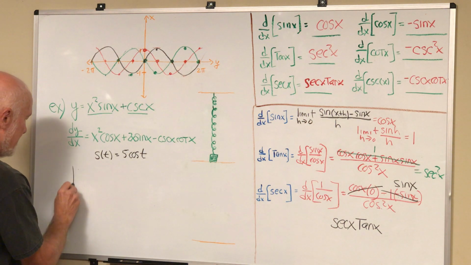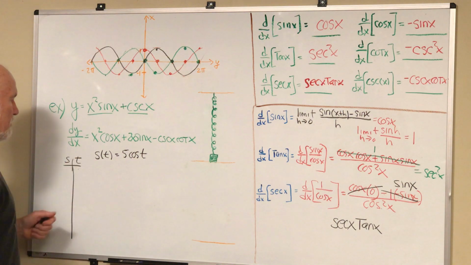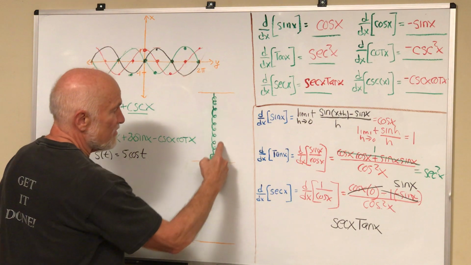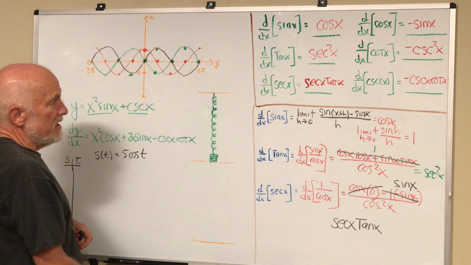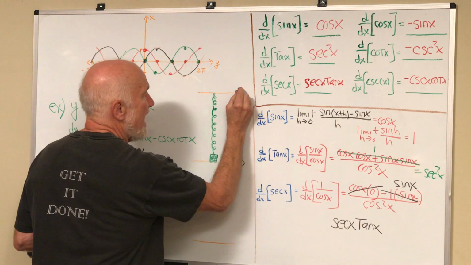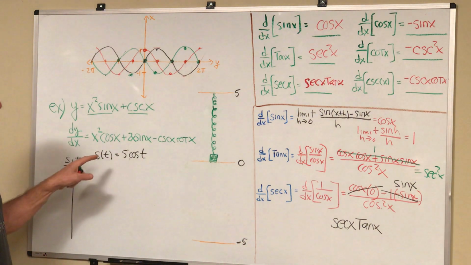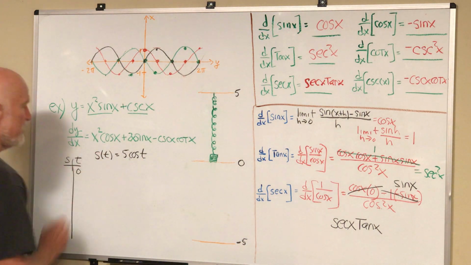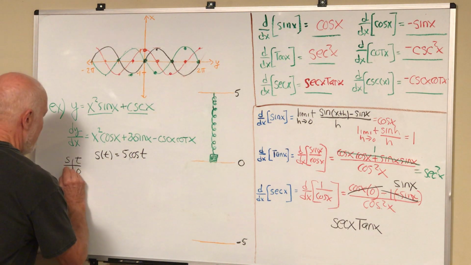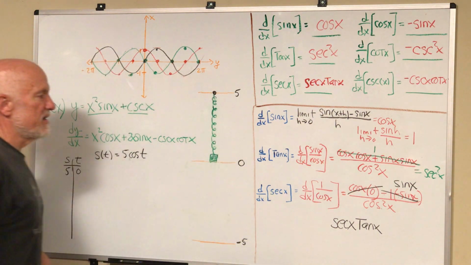Now, if you look at that, why did I pick 5? Because we said that this is 5 meters in length. So if we call this position 0, and this position 5, and this position -5 right down here, when t is equal to 0, I get 5 times the cosine of 0, which is 5. That would mean at time 0, the spring is right here.